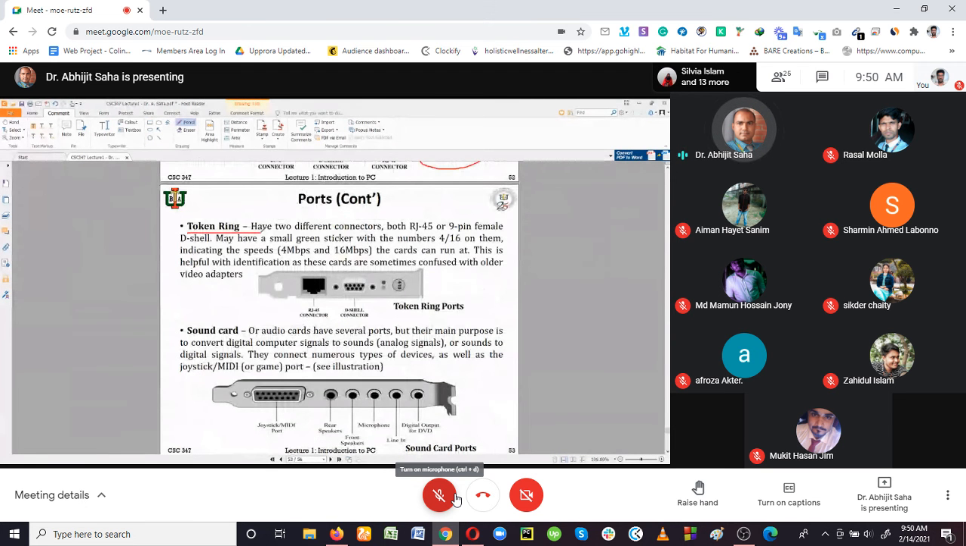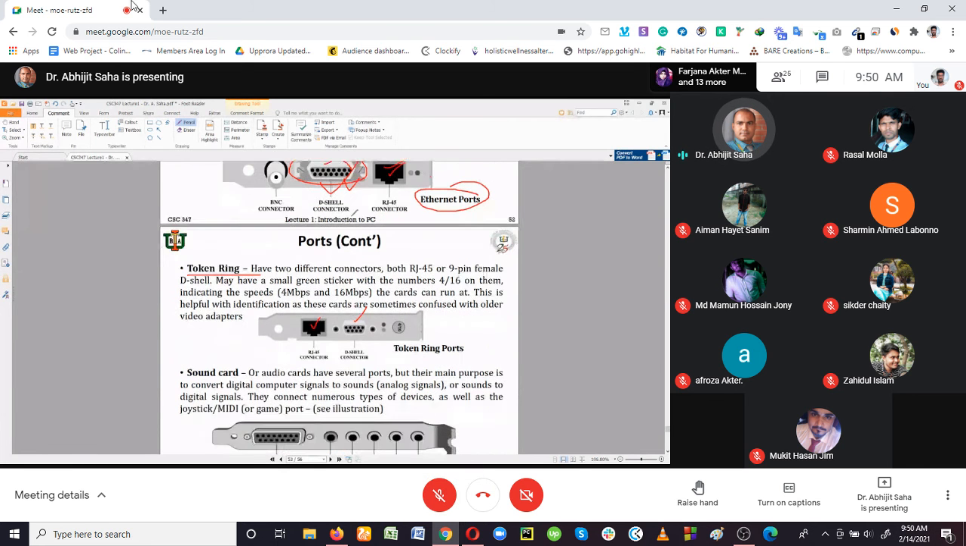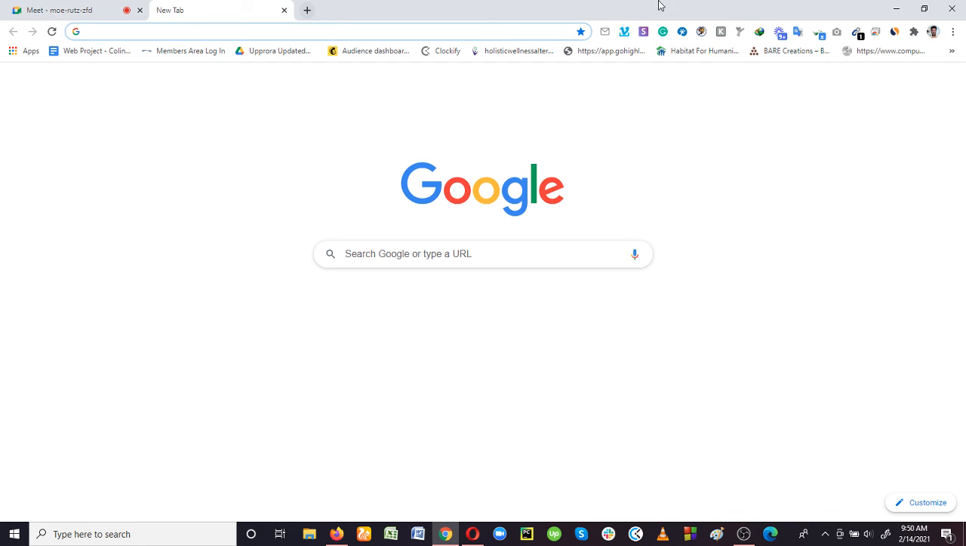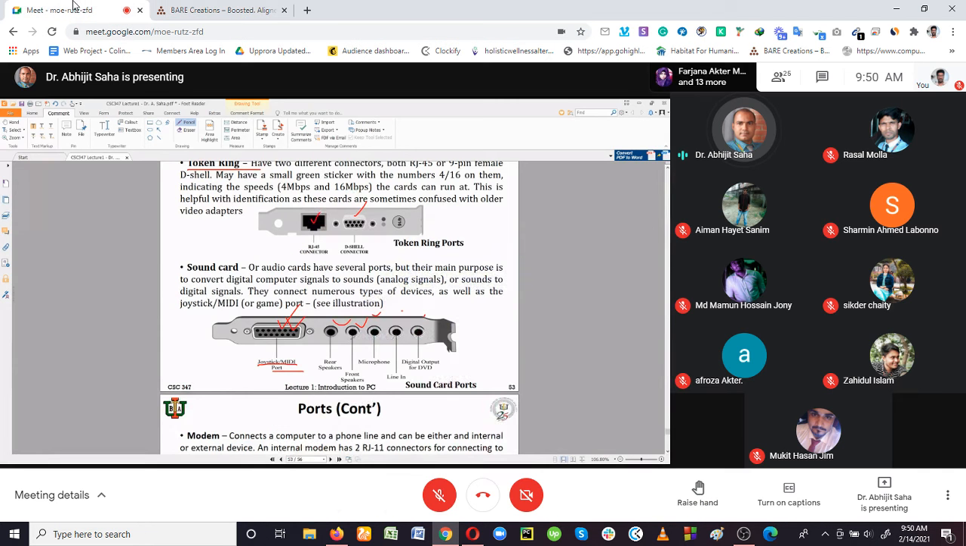The token ring we have here, so we can see that the token ring was there. That is an older technology, where we have the RJ45 connector as well as one digital connector. That is also for game playing, connecting the joystick, something like that. Then you have the sound card. The sound card has a joystick or MIDI port for playing games as well. And you also have some smaller, different ports. So here you have 5.